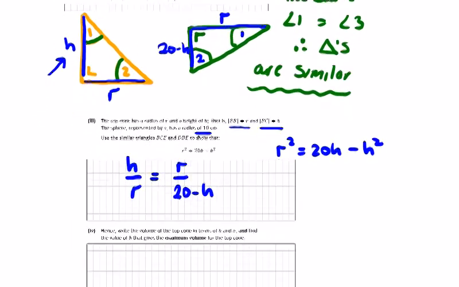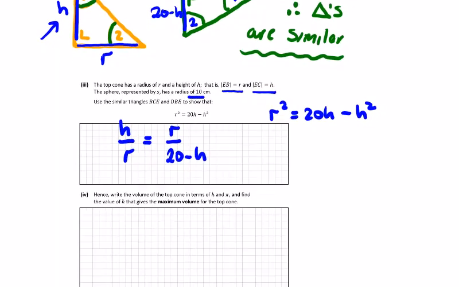And then in the second part, we have the calculus part coming in. Hence, write the volume of the cone in terms of pi and h, and find out the value of h that gives max volume. So we want to get rid of r in the volume of a cone. The volume of a cone is 1/3 pi r squared h, and they're saying to us get rid of r.